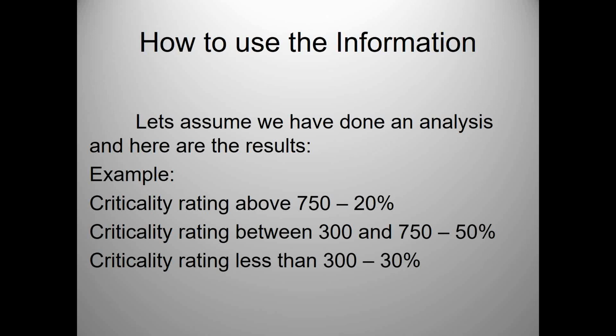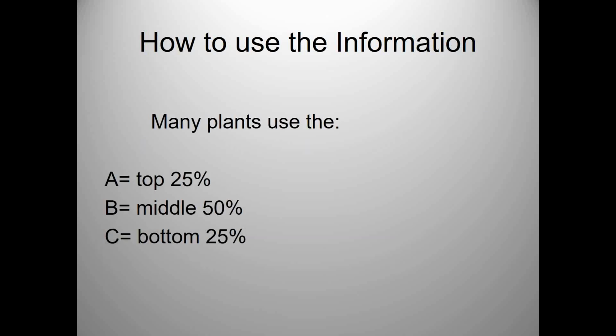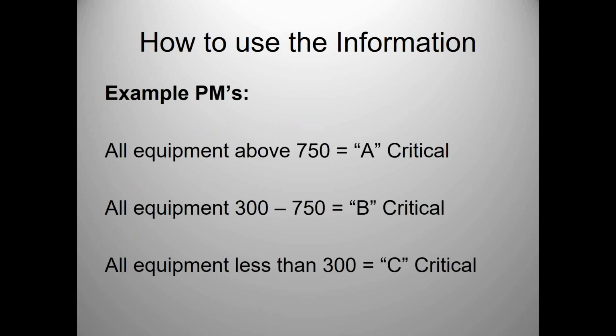So you can take that criticality rating. You can say, well, everything above 750 is going to be A critical. That could be the top 20% of your equipment. You could say everything that has a rating of less than 300 is C critical. That could be the bottom 30% of your equipment. Everything in between is B. So now we have some data. We've got our equipment listed by A, B, and C. Some of the plants I go to that use the database, they take the top 25% by the rating. They take the bottom 25% by the rating. So the top 25% is A, the bottom 25% is C, everything in the middle is B. So it gives you some way to rate your plant.